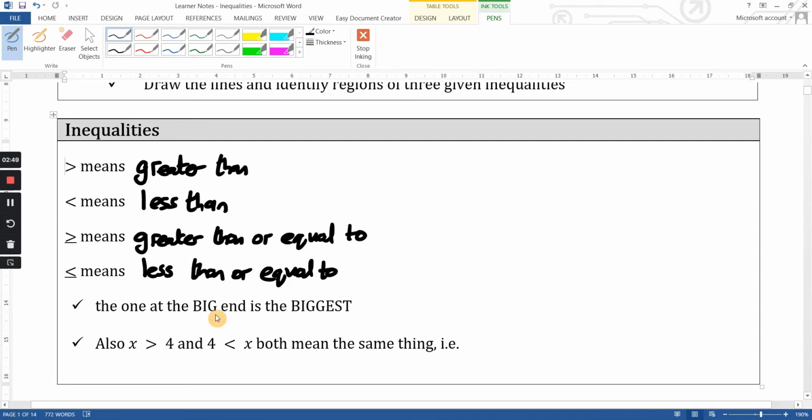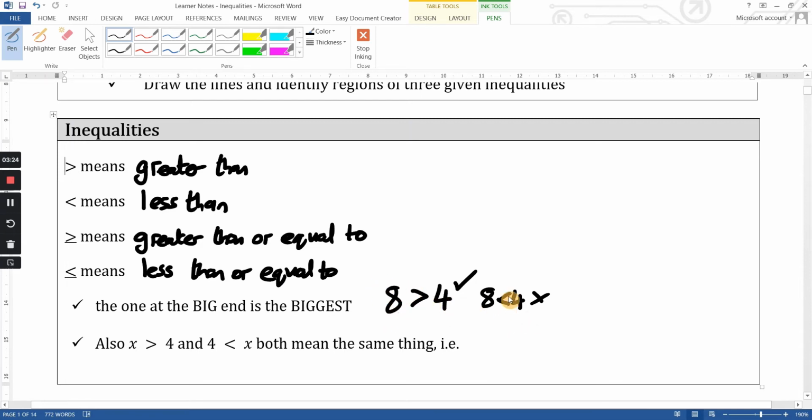The one at the big end is the biggest. So if you write things like 8 is greater than 4, you'll notice that the big end, or think of it as a crocodile eating the bigger number, is near the big number. So you wouldn't write it like this. That doesn't make sense. So this makes sense, but this doesn't. The big end is always with the biggest number.